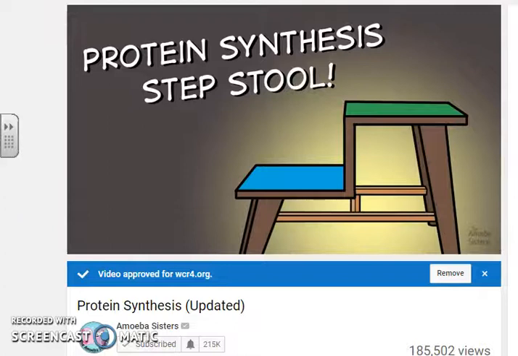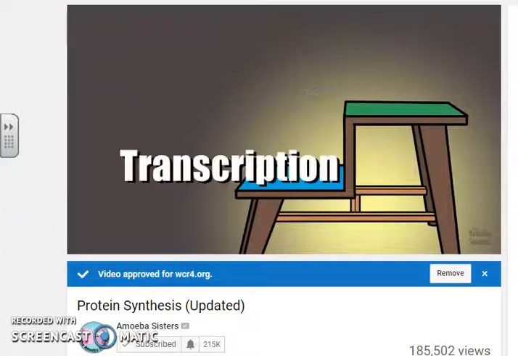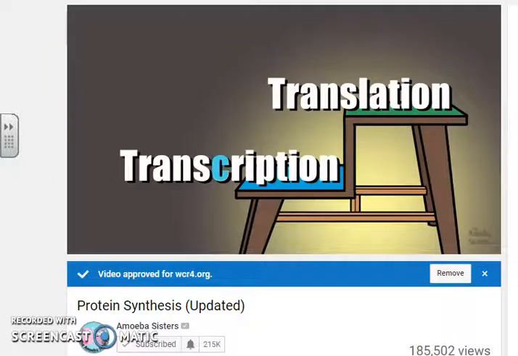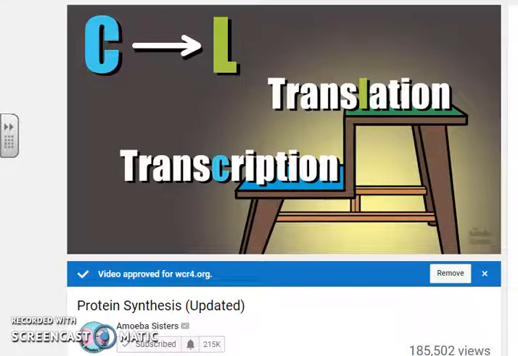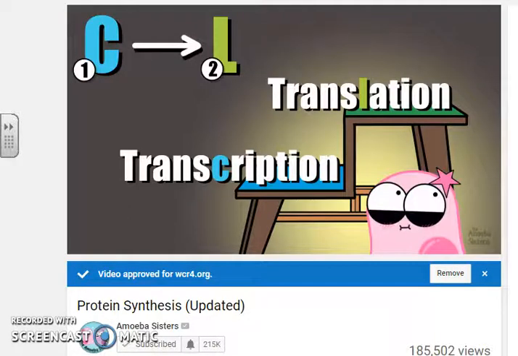Protein synthesis, we can look at 2 major steps. One is transcription and the other is translation. Transcription has a C in it, and translation has an L in it. I remember that C comes before L in the alphabet, which helps me remember that transcription comes first. I like a lot of alphabet mnemonics.